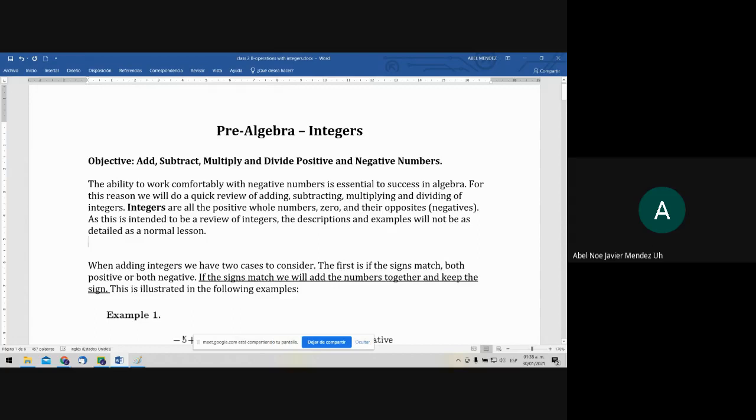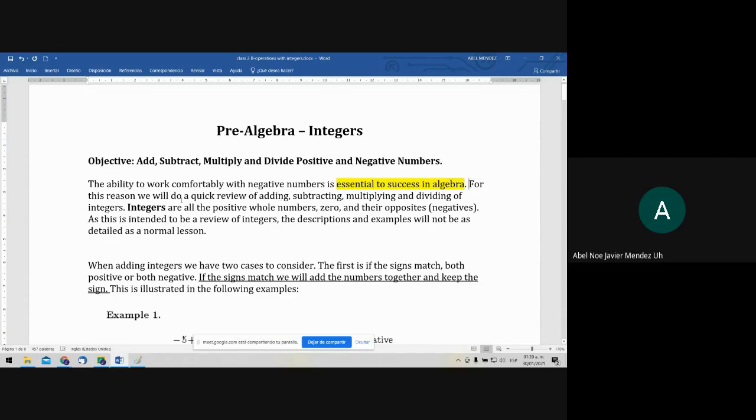Okay, well, I'm going to read the paragraph for all of you. The ability to work comfortably with negative numbers is essential to success in algebra. Okay, the ability to work comfortably with negative numbers is essential to success in algebra. This is important, to succeed in algebra.